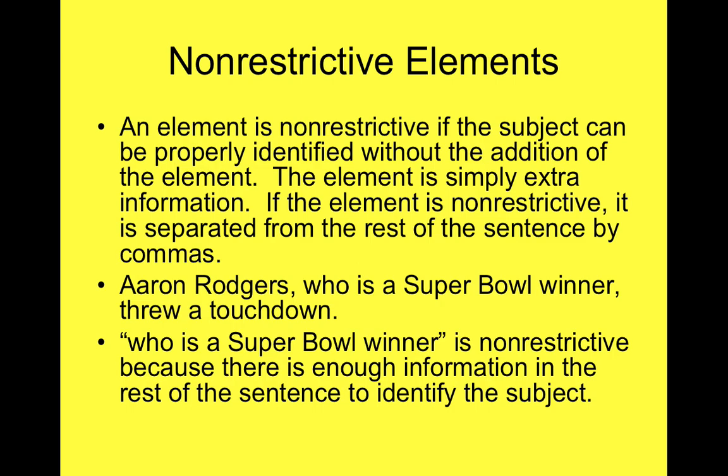So our example here: Aaron Rodgers, who is a Super Bowl winner, threw a touchdown. Well, we don't need the "who is a Super Bowl winner" to know specifically whom the subject of the sentence is. The subject is Aaron Rodgers. So "who is a Super Bowl winner" is extra. It's non-restrictive. There's enough information elsewhere in the sentence, and so we set it off with commas.